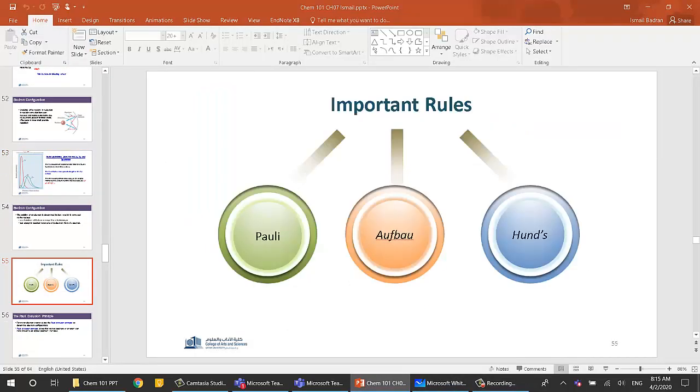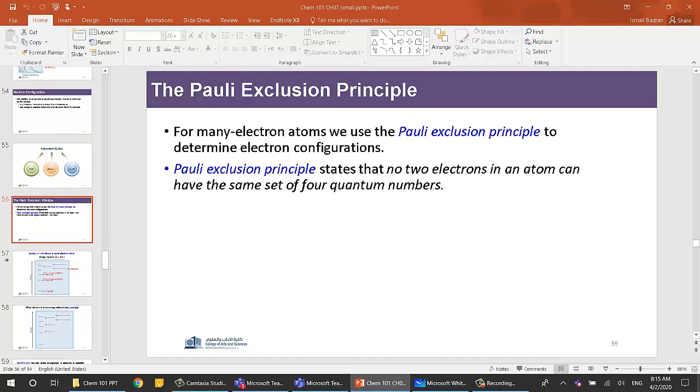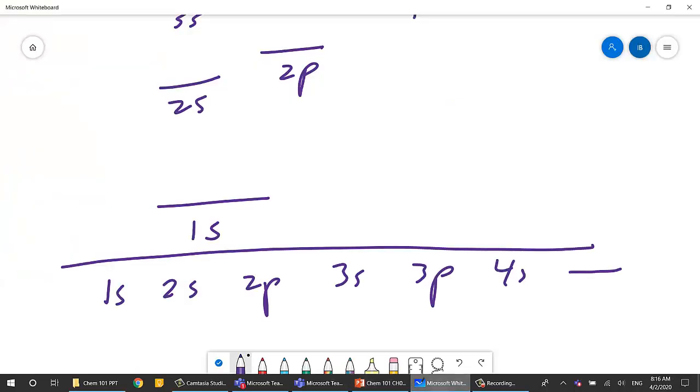Now, when you distribute electrons in electronic configurations, you have to keep in mind 3 rules. We have the Pauli exclusion principle, the aufbau principle, and Hund's rule. The Pauli exclusion principle states that no 2 electrons in an atom can have the same set of 4 quantum numbers. The result of this is that we have only 2 electrons in the s orbital. And I'm going to explain this quickly here.